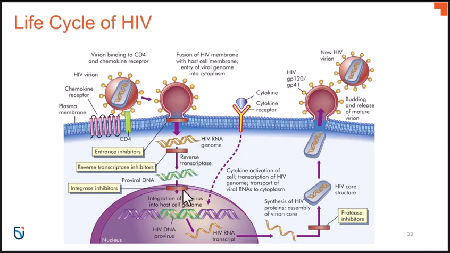Then it's going to make its way to the nucleus of the cell. It's going to convert from RNA to DNA. It's going to enter into the nucleus where our healthy DNA is, and it's going to integrate itself into our genetic code. Then, remembering processes such as transcription and translation, we're going to take a copy of this.